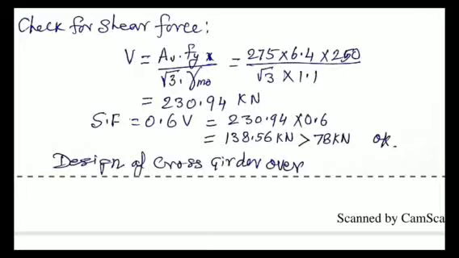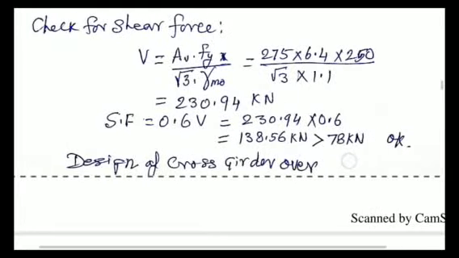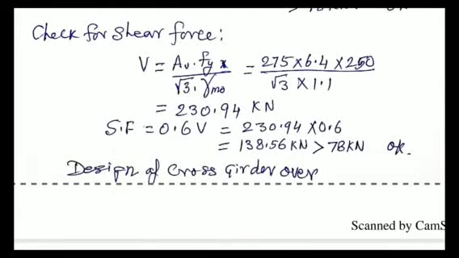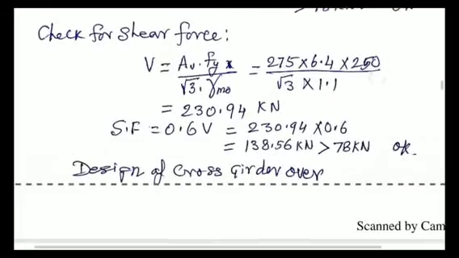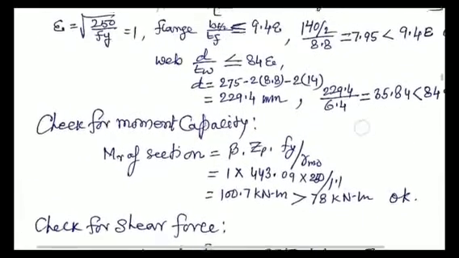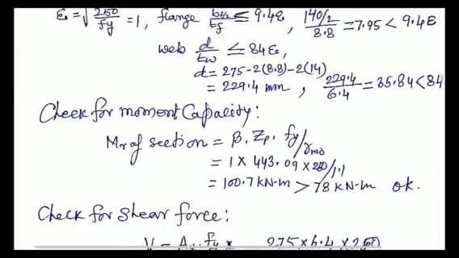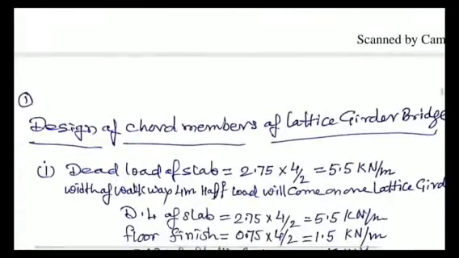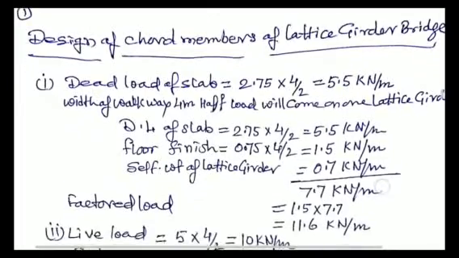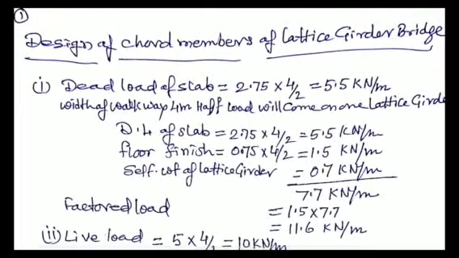Now the shear force we have decided to be 0.6 times V. We are factoring it by 0.6. So the shear force comes out to be 138.56, and even this is more than the actual coming shear force of 78 kilonewton as above. Hence it's okay as you have seen here. So it's okay. Now design of the chord members of the lattice girder bridge.